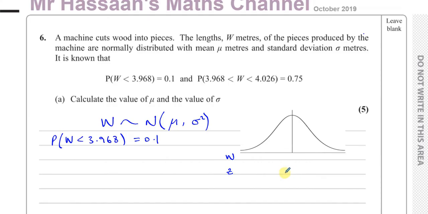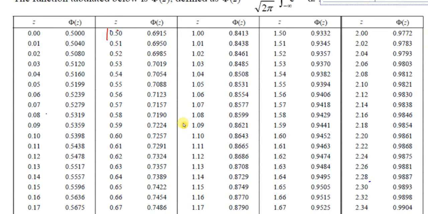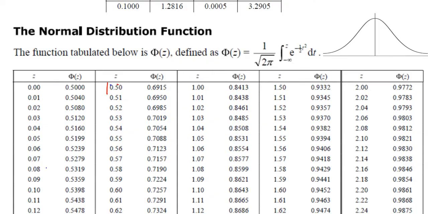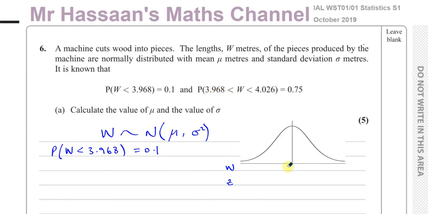Because the table of values that we've got to deal with is for the bell curve like this, where the mean is 0 and the standard deviation is 1, and then these values in here apply. So what we have to deal with first of all is that the mean here we don't know. The mean is mu.